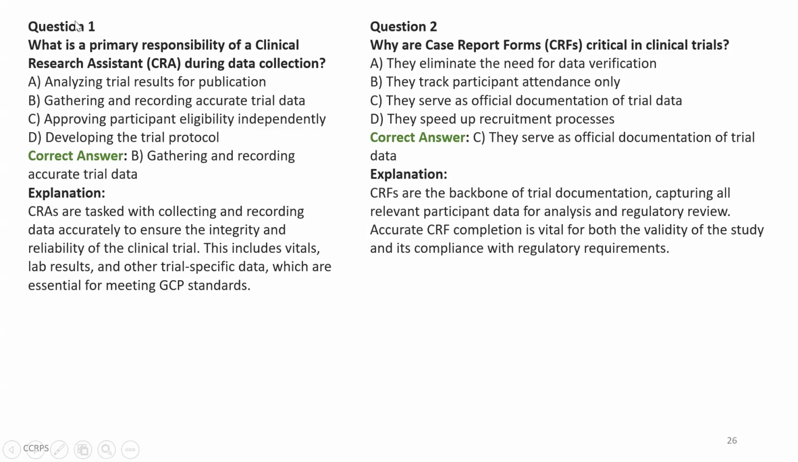Question 1. What is the primary responsibility of a clinical research assistant, CRA, during data collection? Would be B, definitely, gathering and recording accurate trial data. B, as CRAs are tasked with collecting and recording data accurately to ensure the integrity and reliability of the clinical trial. This includes vitals, lab results, and other trial-specific data which are essential for meeting GCP, good clinical practice standards.